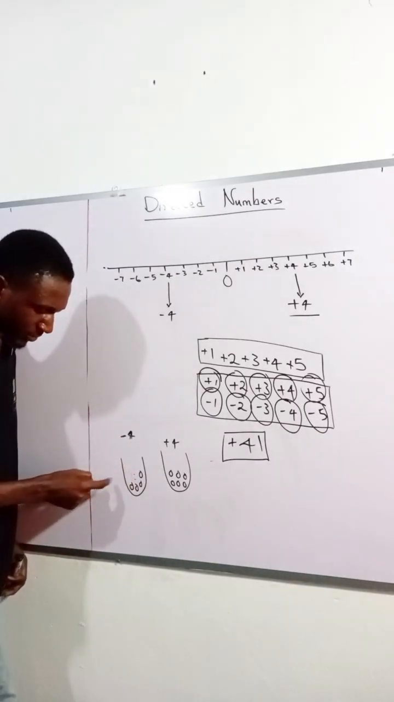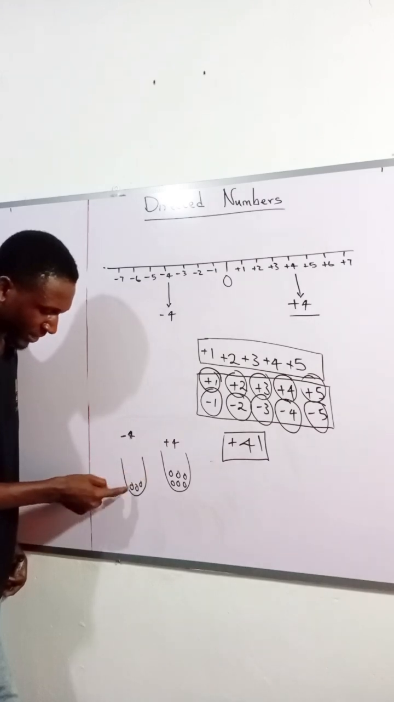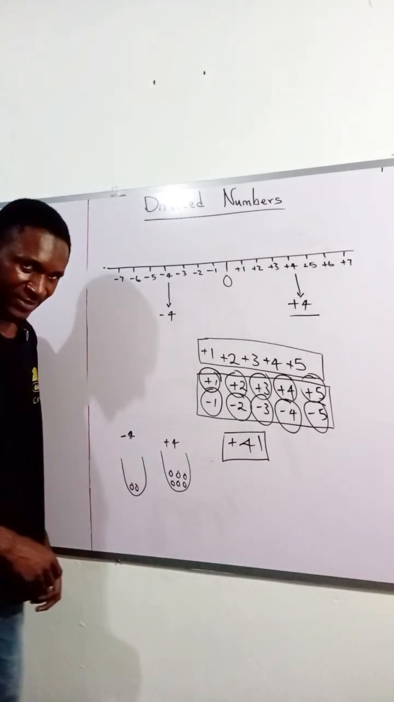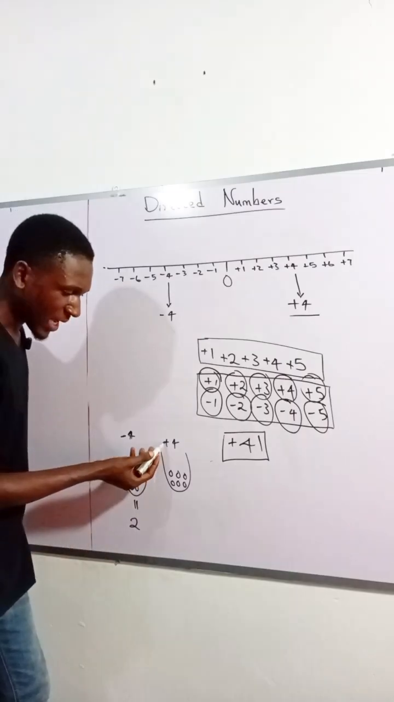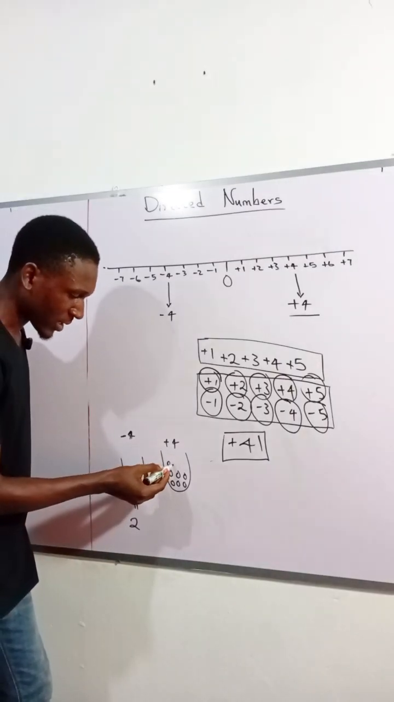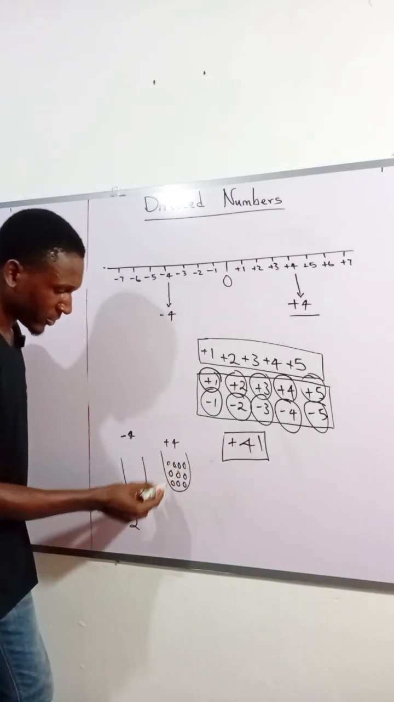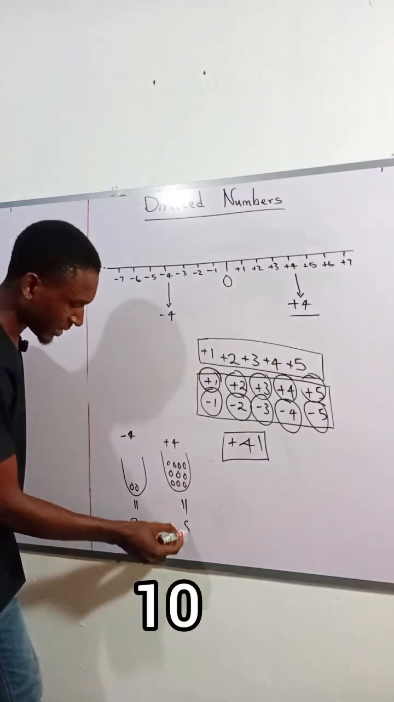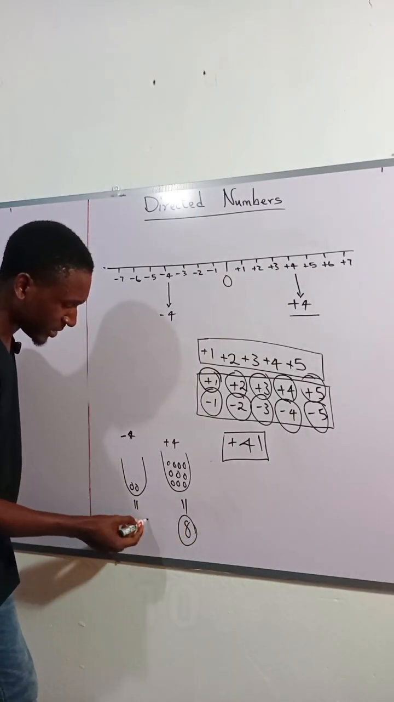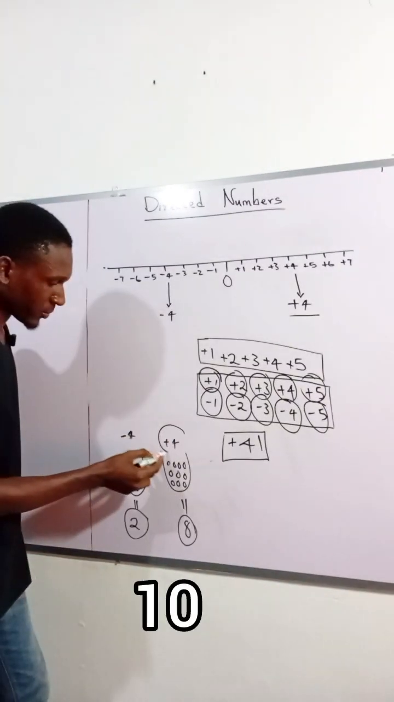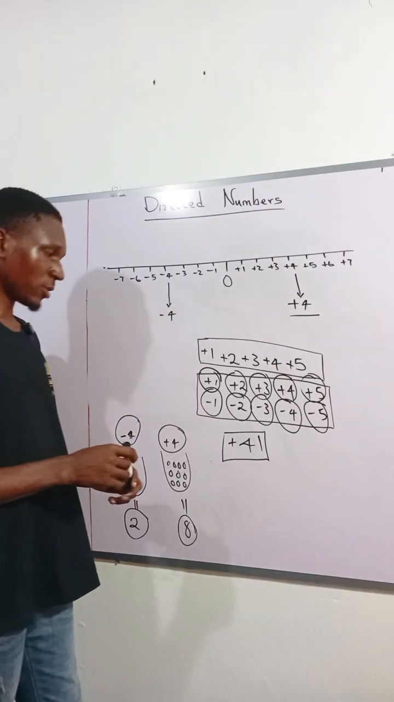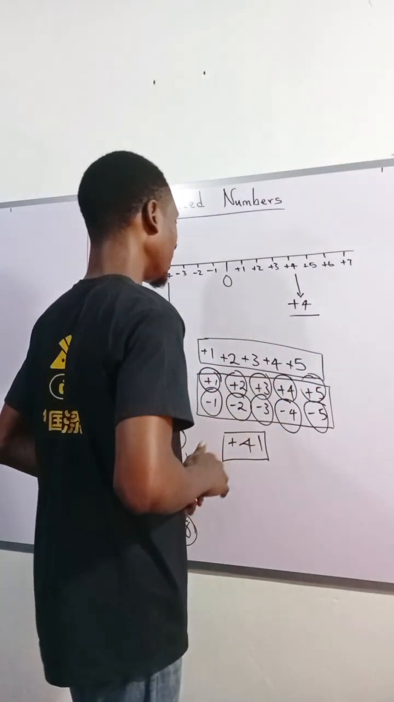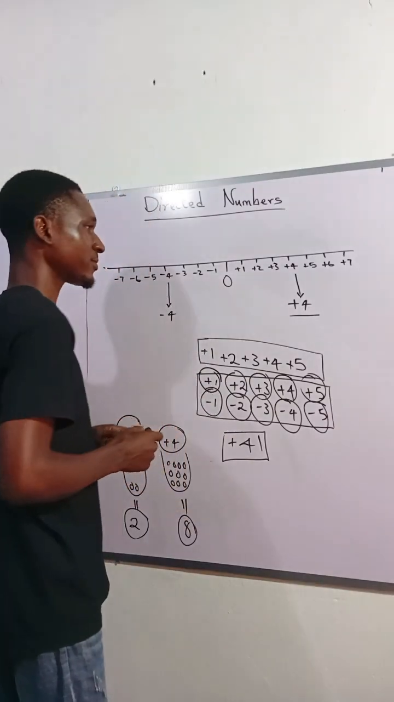1 disappears, 2 disappears, 3 disappears, and 4 disappears. That means your answer is 2. Now, when we add 4 oranges, 1, 2, 3, 4, you can see this becomes 8. You can see 8 is bigger than 2, telling you that positive 4 is bigger than negative 4. So the numbers at the right hand side are bigger than the numbers at the left hand side.